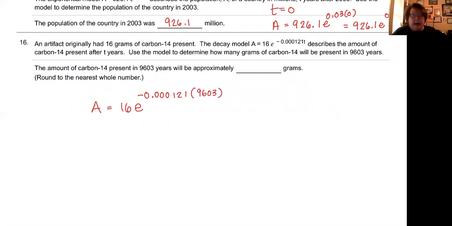So you're going to take your calculator out and multiply 16 times e to the minus 0.000121 times 9,603. And when I did that, I got 5 when I rounded that off to the nearest whole number.